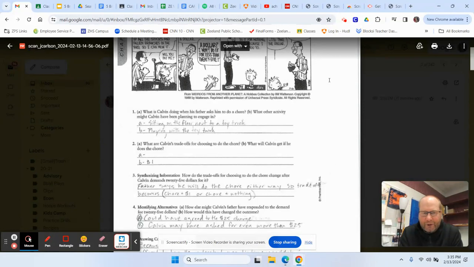2, what are Calvin's trade-offs for choosing to do the chore? Well, his trade-offs are whatever he's giving up. In this case, we said it's basically what you put for B. Like I put playing with the toy truck that's sitting on the bed there. So that's his trade-off. What will Calvin get if he does the chore? He'll get $1.